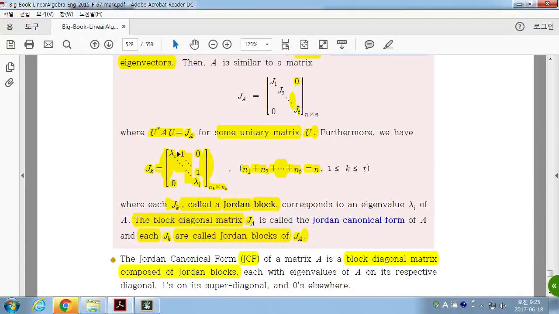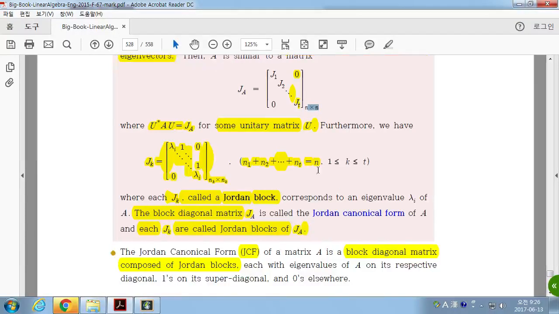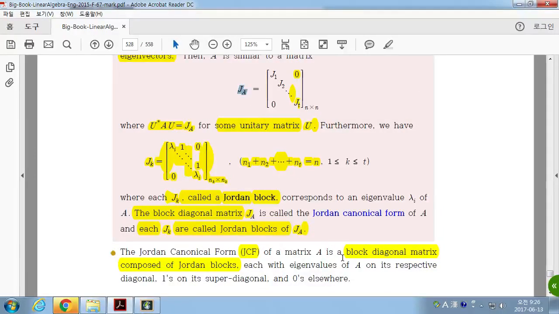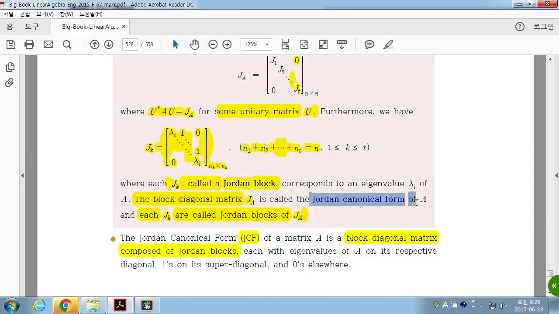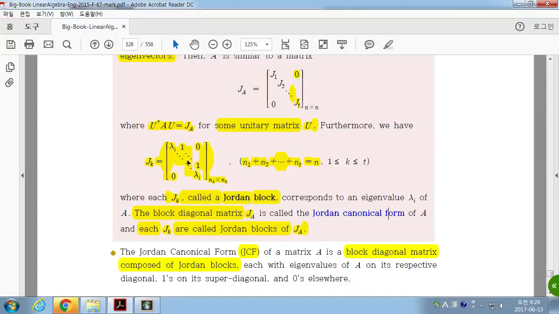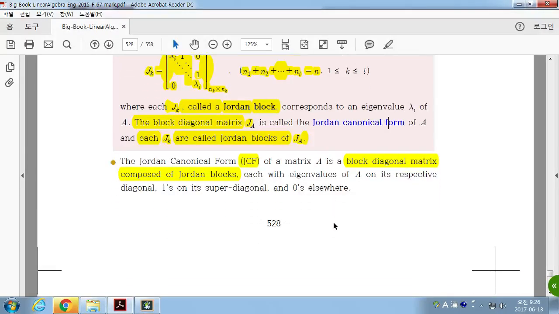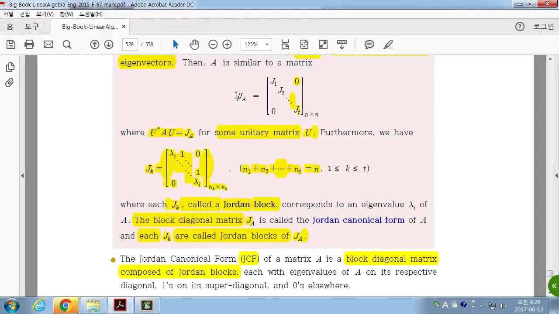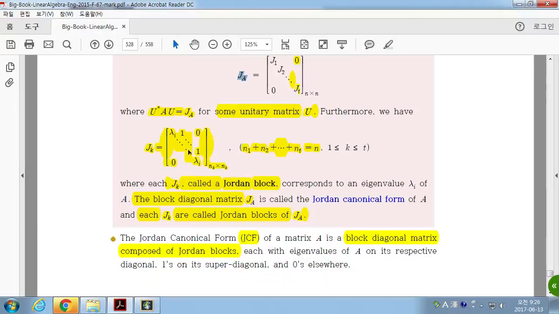If we add up the sizes of these block matrices, the total should be n. We call this a Jordan block, like I told you. This block diagonal matrix J_A is called the Jordan canonical form of the given matrix A. So J_A is a Jordan canonical form of A, and this J_k is a Jordan block of the matrix A and J_A. This Jordan canonical form of matrix A is a block diagonal matrix composed of Jordan blocks; each of the diagonal blocks is a Jordan block.